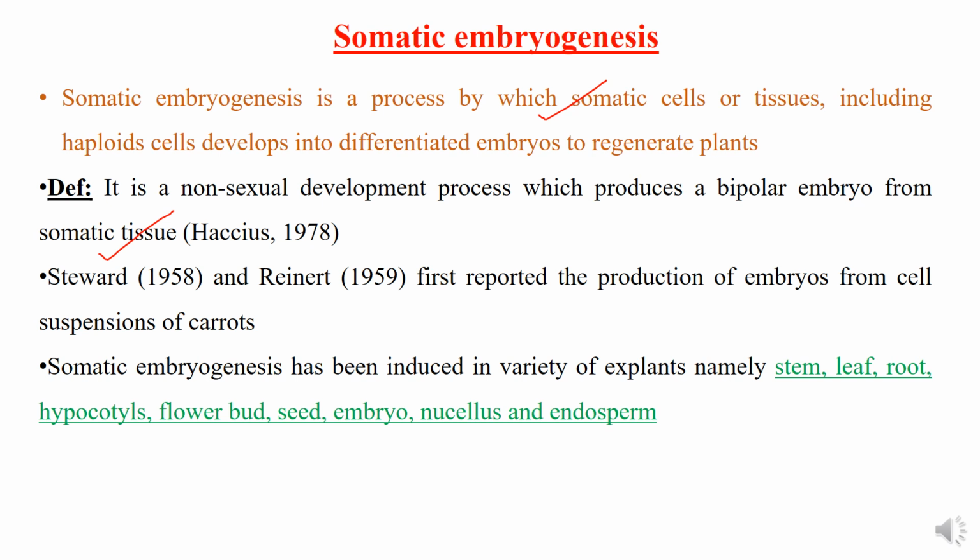Somatic embryogenesis has been induced in a variety of explants. Explant means the plant part which is used for production of somatic embryos. As explants, we can use stem, leaf portion, root, hypocotyls, flower bud, seed, embryo, nucellus and endosperm. Any part of the plant can be used for the production of somatic embryos, depending on the plant species.